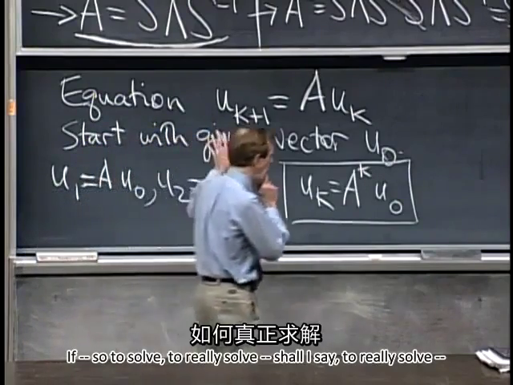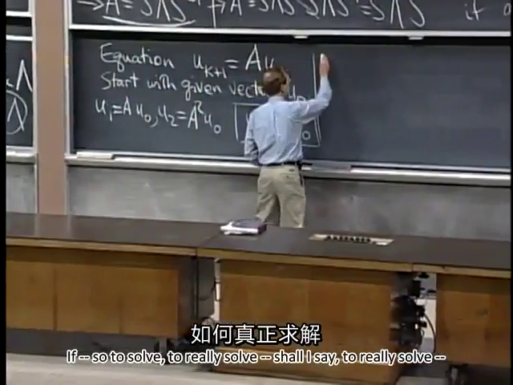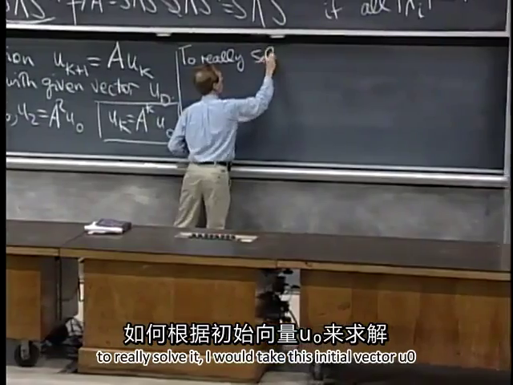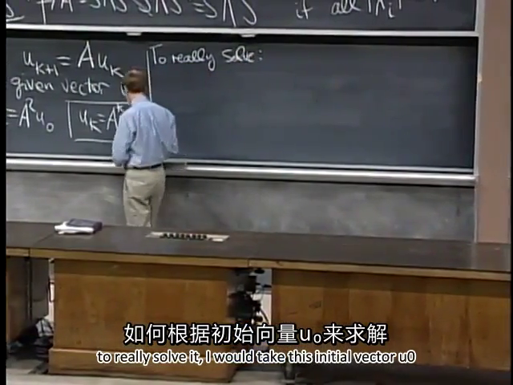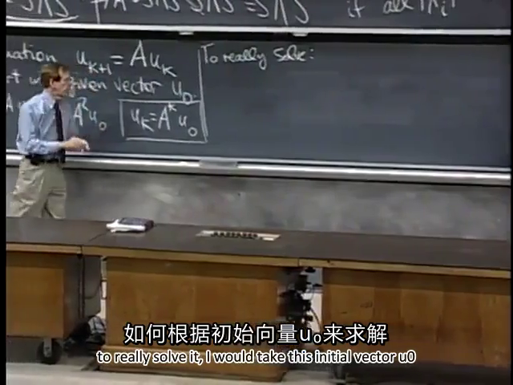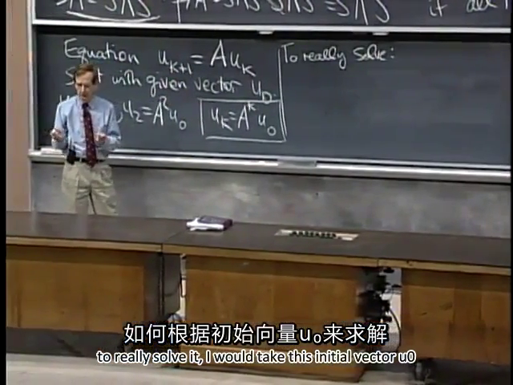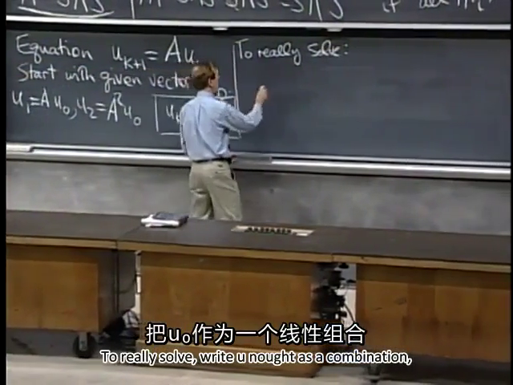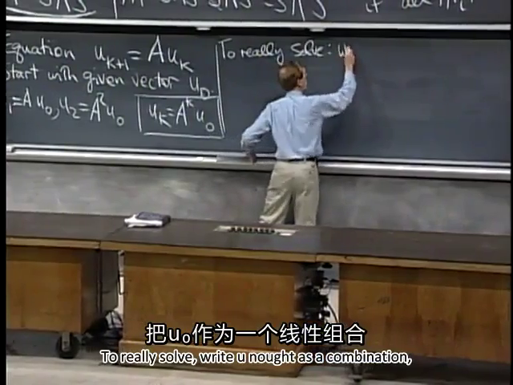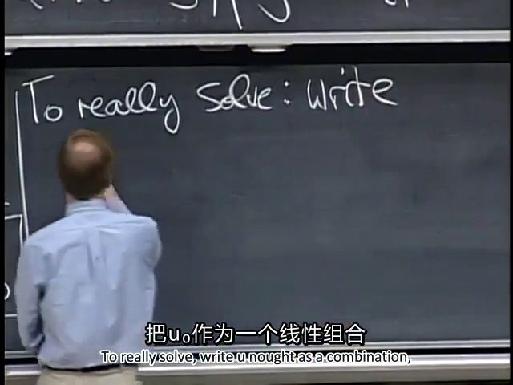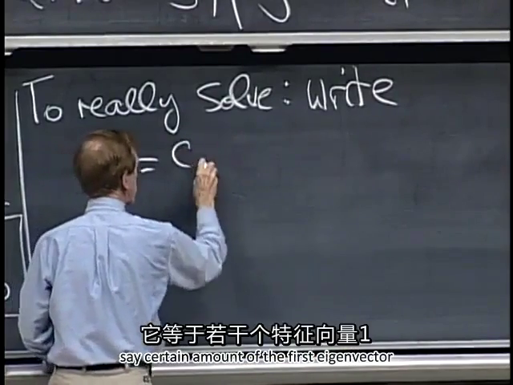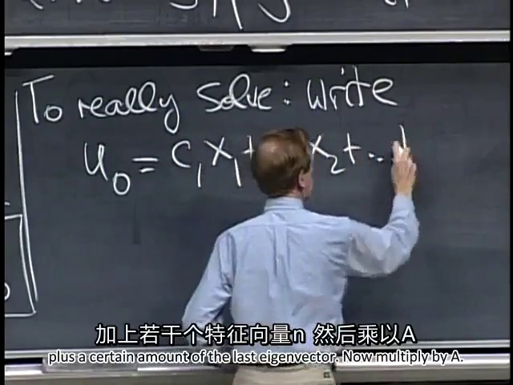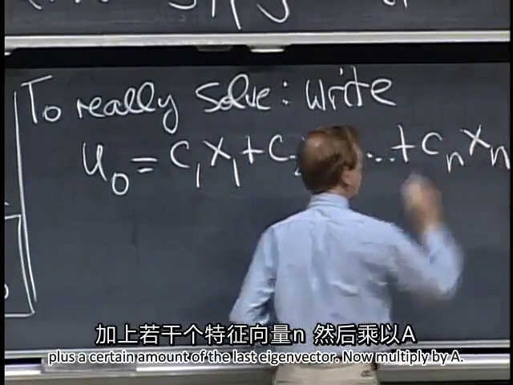Here's the idea. To really solve it, I would take this initial vector, u0, and I would write it as a combination of eigenvectors. To really solve, write u0 as a combination, say, a certain amount of the first eigenvector plus a certain amount of the second eigenvector plus a certain amount of the last eigenvector.